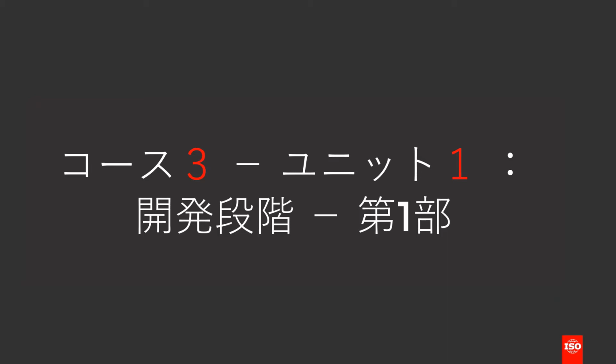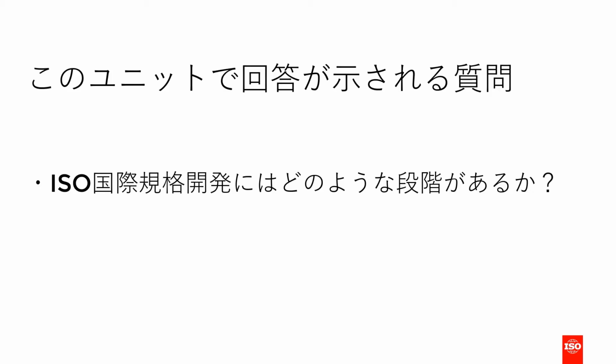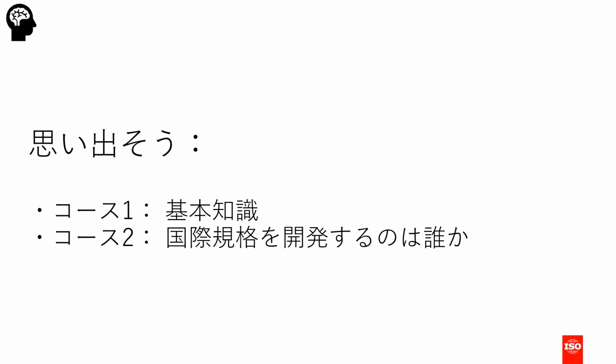Welcome to Course 3, Unit 1. In this unit, you'll find out about the stages involved in developing an ISO international standard. Before diving into this course, make sure you're clear on the topics that were covered in Course 1, the basics, and Course 2, who develops international standards.